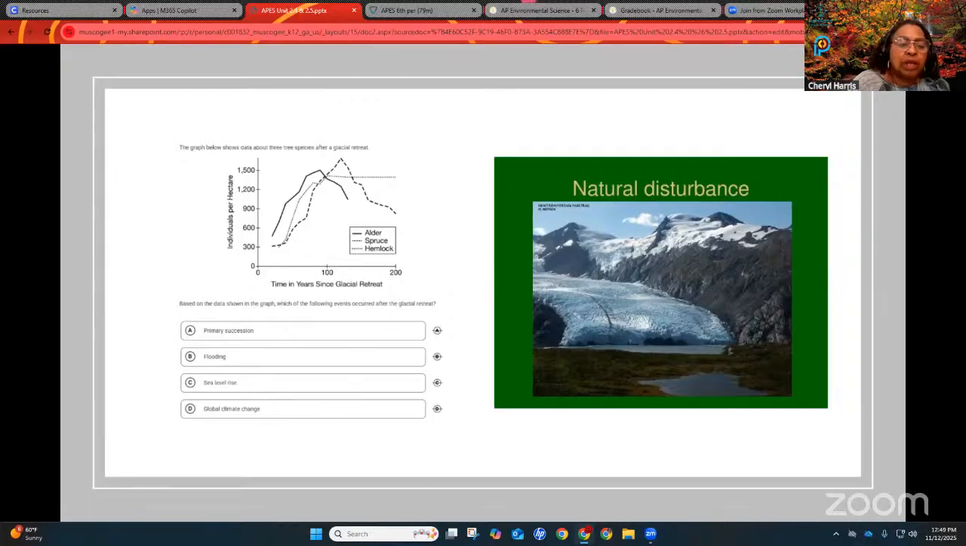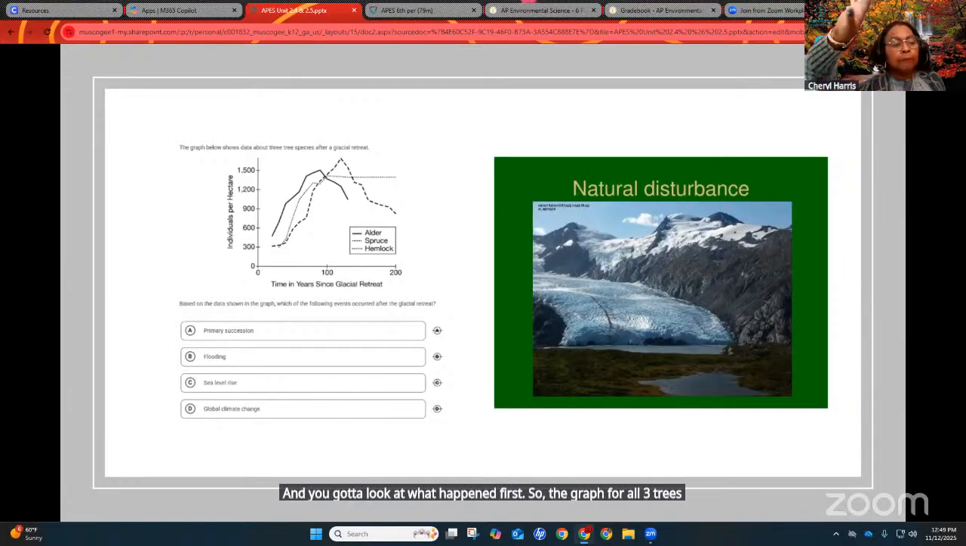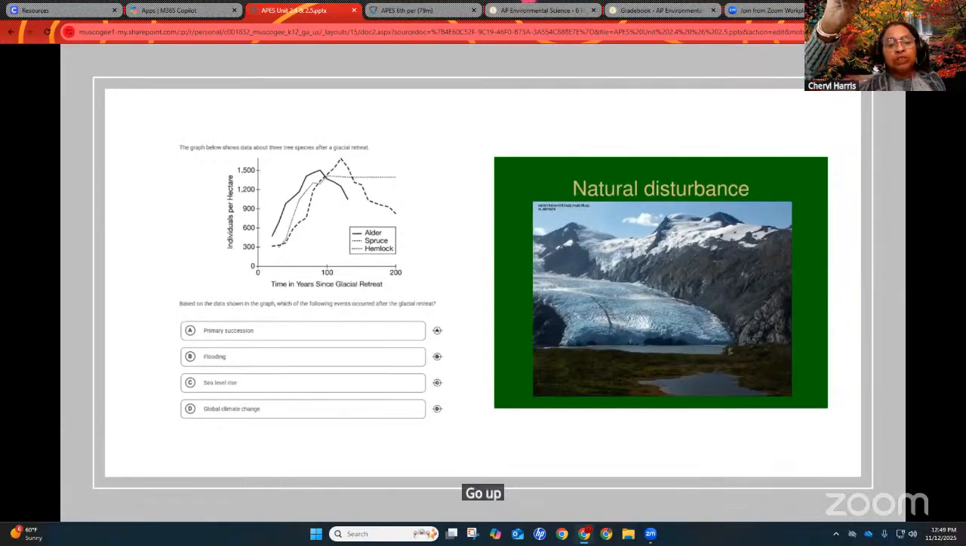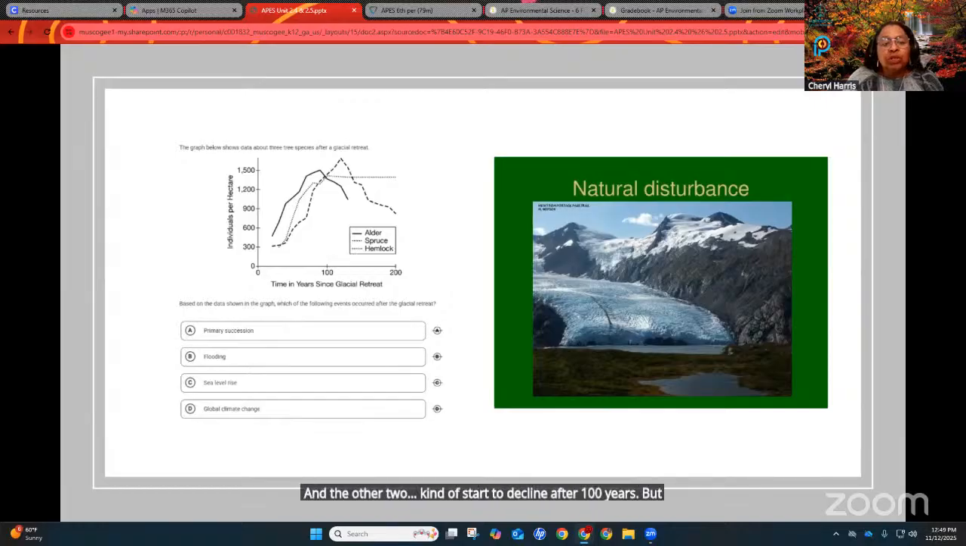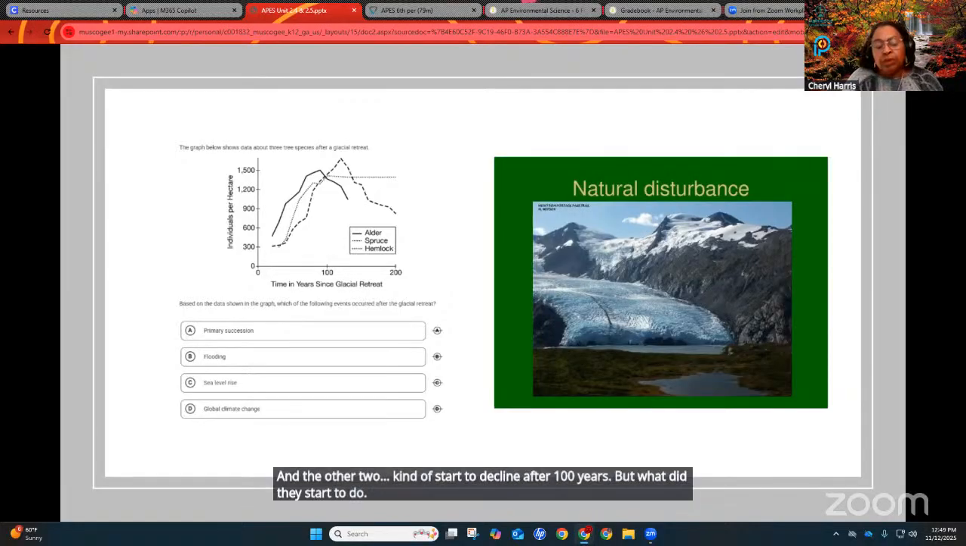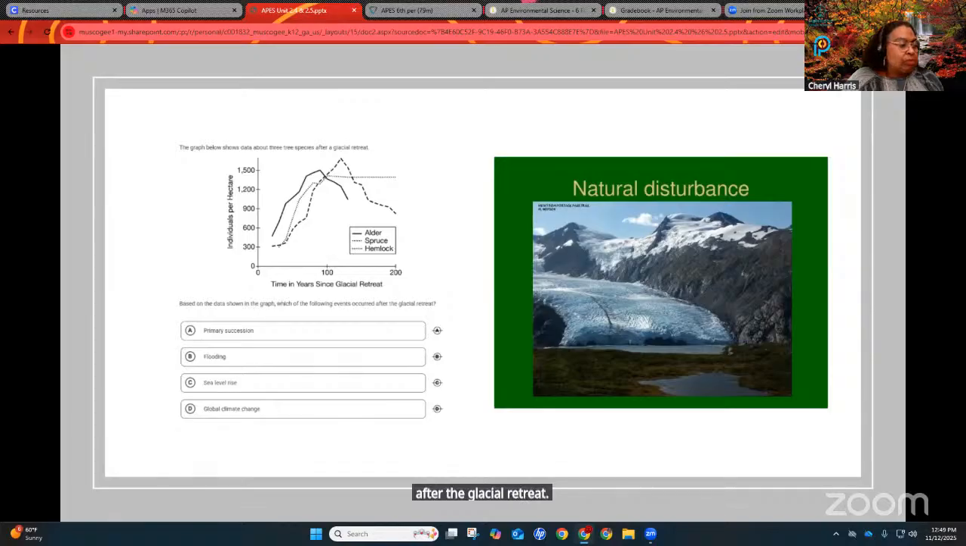And you've got to look at what happened first. So the graph for all three trees seems to go up. It reaches a peak. One of them, the hemlock, kind of levels off, and the other two start to decline after 100 years. But what did they start to do after the glacial retreat? What is the initial thing that happened after the glacial retreat?